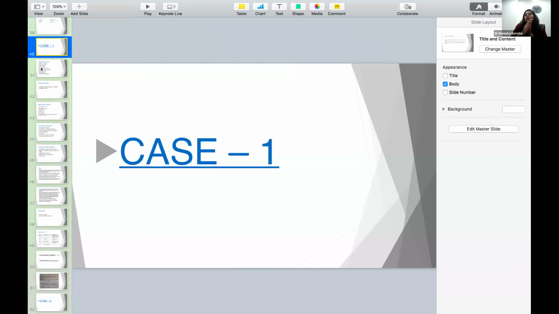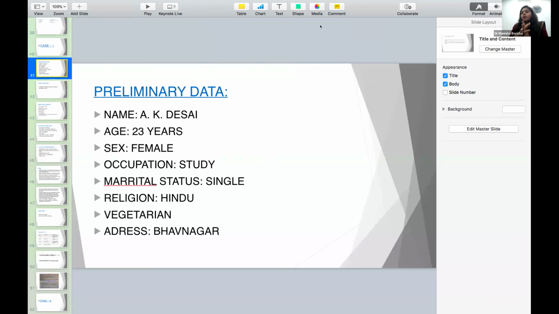So that is all for the basic introduction of the sarcodes. We are going on to the case series. First case: name Ekedesai, age 23 years, female, occupation student. She is single, Hindu, vegetarian, and the address is Bhavnagar, Gujarat. Next one.